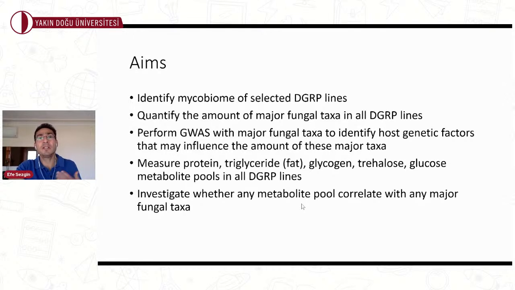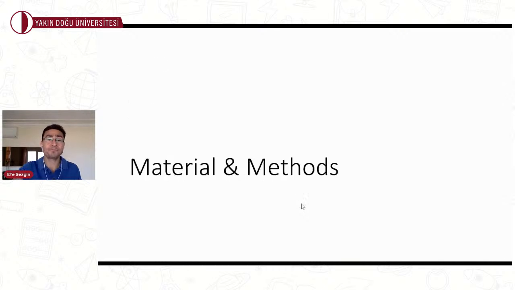We didn't know whether these DGRP lines have a microbiota of their own. So first we aimed to look at whether DGRP lines have a microbiome. Then we wanted to quantify the major fungal taxa in all of these DGRP lines. Then do a genome-wide association study, because the genomes of these flies, these DGRP lines, are available, and identify whether any host genetic factors influence the microbiome. And then we also measured metabolite levels to see whether any of the metabolite pools correlate with any of the major fungal taxa.